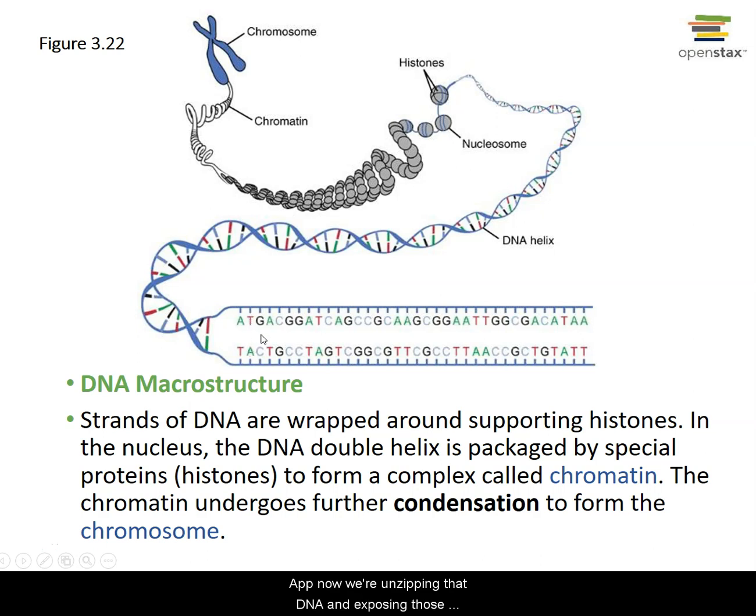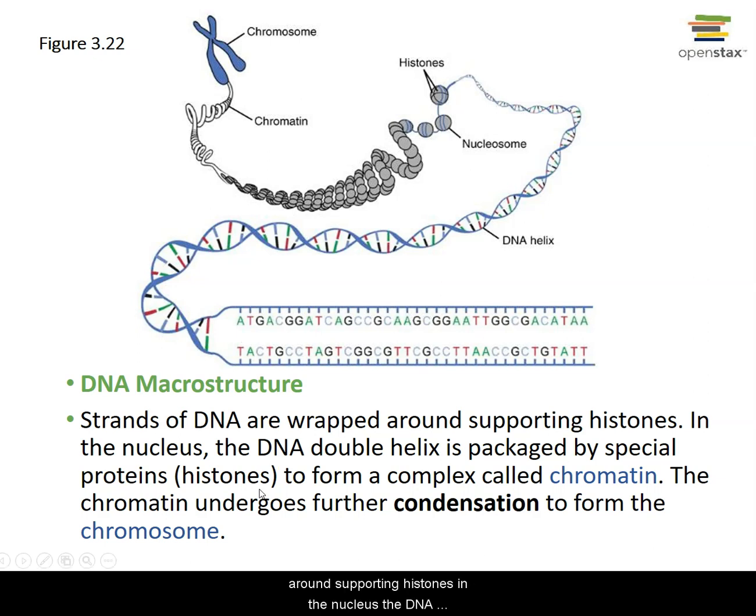Now we're unzipping that DNA and exposing those nitrogenous bases. So we had A was bonded to the T with a hydrogen bond, the T to A, the G to C, A to T, C to G, G to C, and so forth and so on. So this is how these nitrogenous bases bond together.